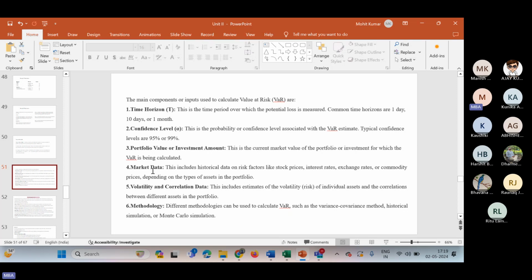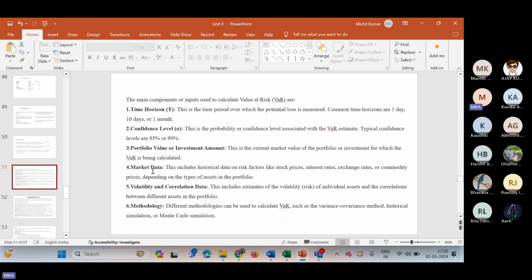You want to see different risk factors. In any case where you are measuring VaR, are you measuring VaR in the context of the stock market, in the context of interest rates, or exchange rates, or commodity prices? This depends upon the assets in the portfolio. You may have VaR for the overall portfolio, or you may measure VaR for your individual security also.